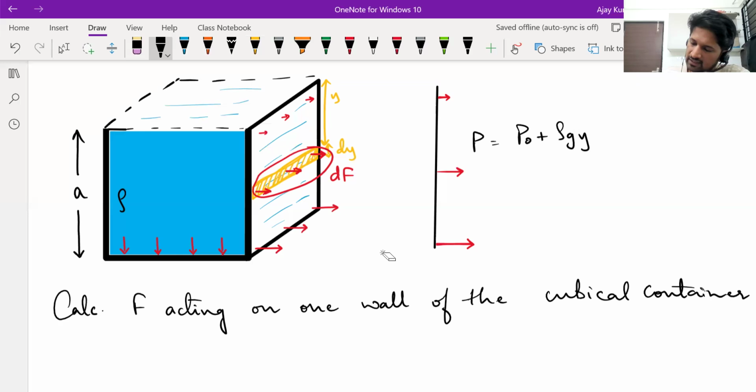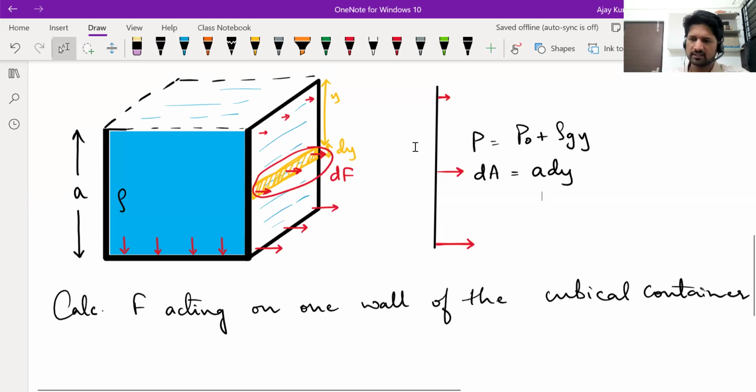Next thing we need is the area of that element. It's a rectangle. How do you write the area of a rectangle? Length multiplied with height, or length multiplied with width. Length here is the side of the cube itself, a, and the height is dy. So the area becomes a dy. You need to get used to this, how to write expressions for small elements: mass of a small element, area of a small element, volume of a small element, length of a small element, such things.